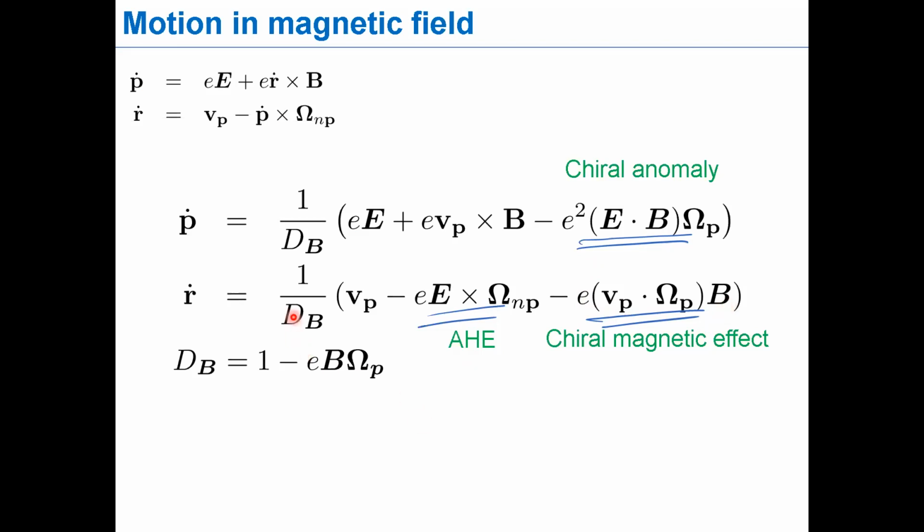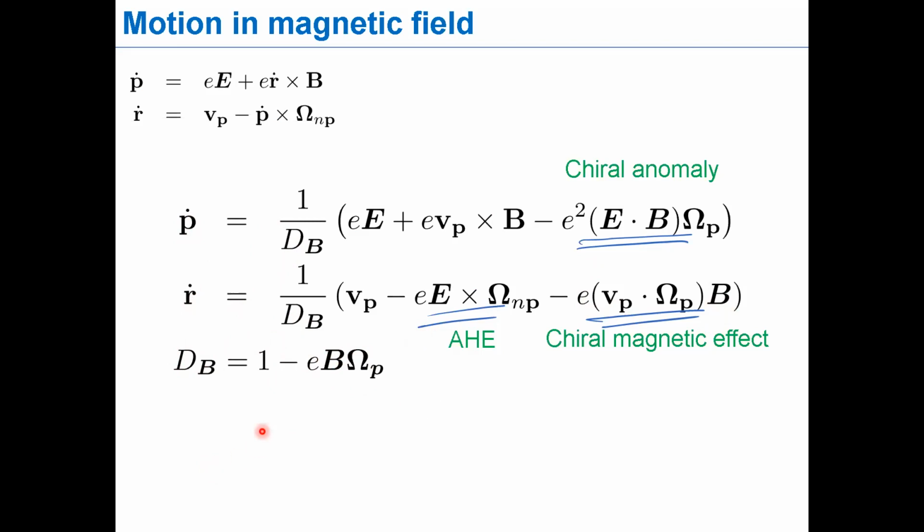Okay, so this factor D, I included for completeness, but basically disregarded. It's a so-called density of states factor, which is here because P dot and R dot are not really a canonical pair. That's why you need to renormalize the phase space volume with this D factor, but it's not important for us at the moment.